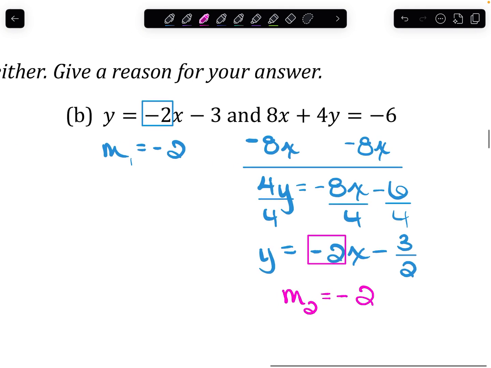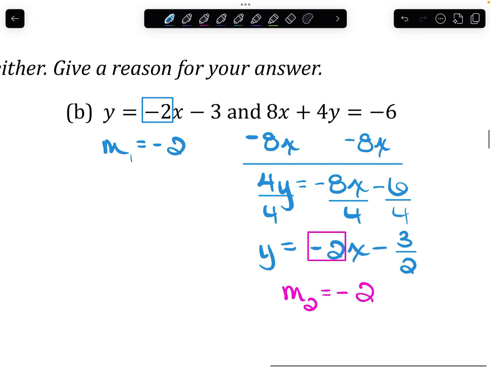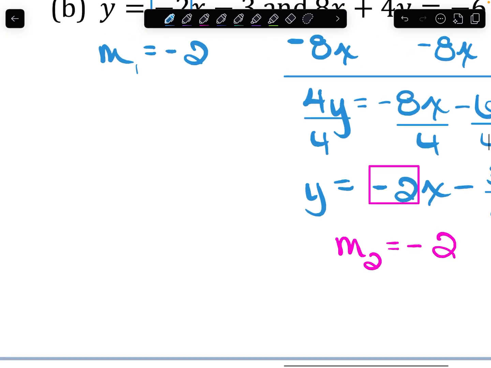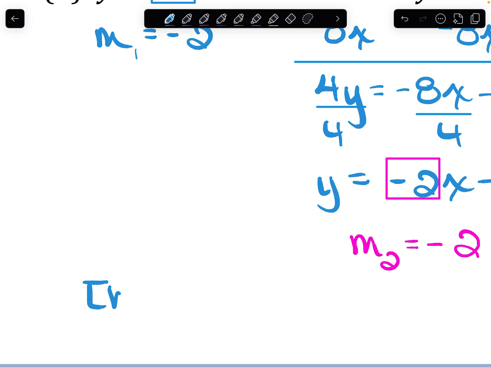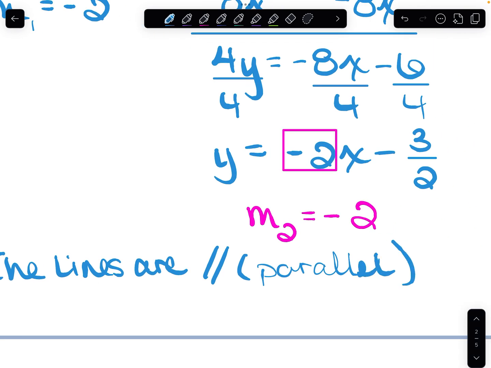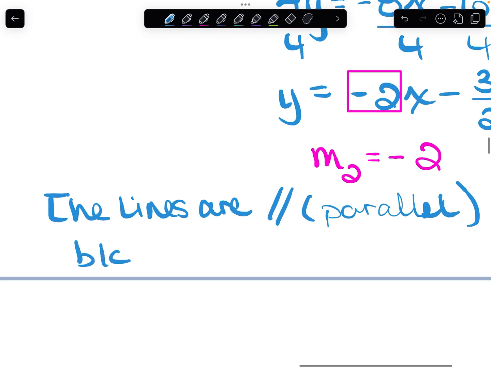All right, and then we compare. So if I look at them, they are the exact same. Therefore, our lines are parallel. So the lines are parallel. The symbol for parallel is two little parallel lines, or you can just write the word parallel. Because the slopes are the same.